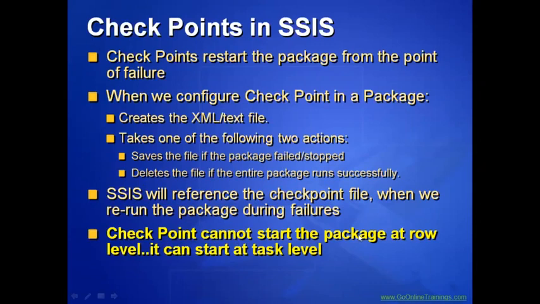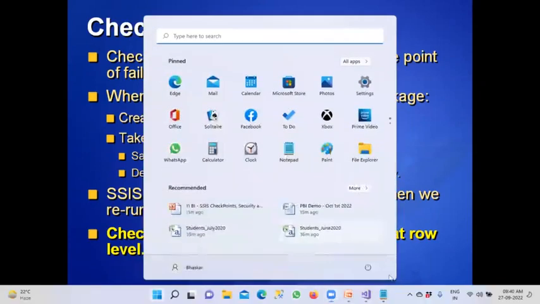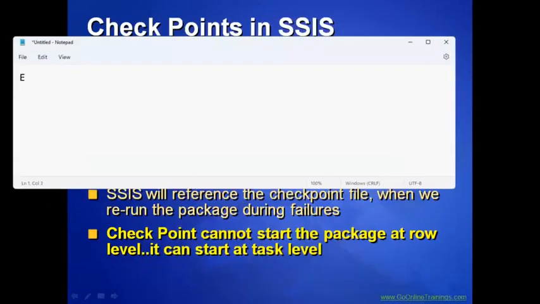It can restart at the task level. Clear? So what is the meaning? For example, I have employee ID, employee name, and employee salary. Clear? So I have 1 and Ram, 1000. 2, Sita, 2000. I have data like this. This is what is called salary.